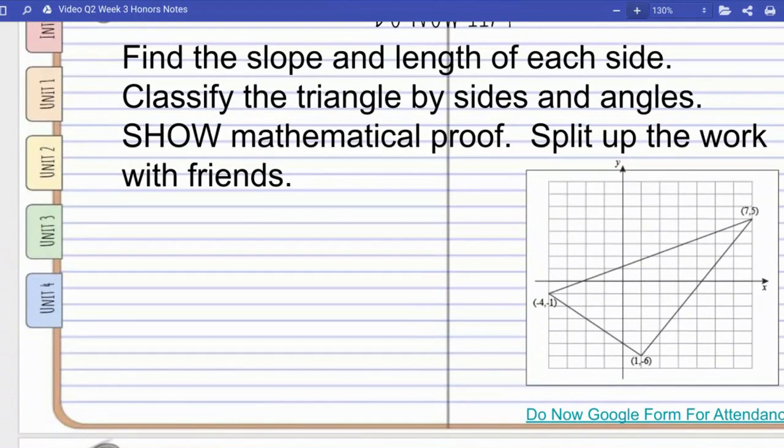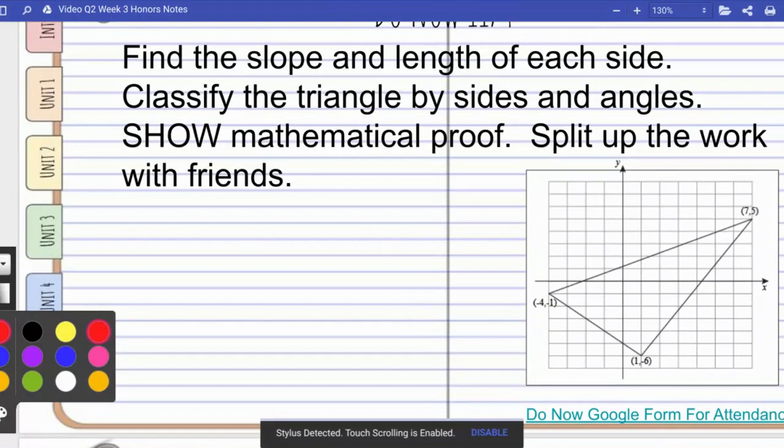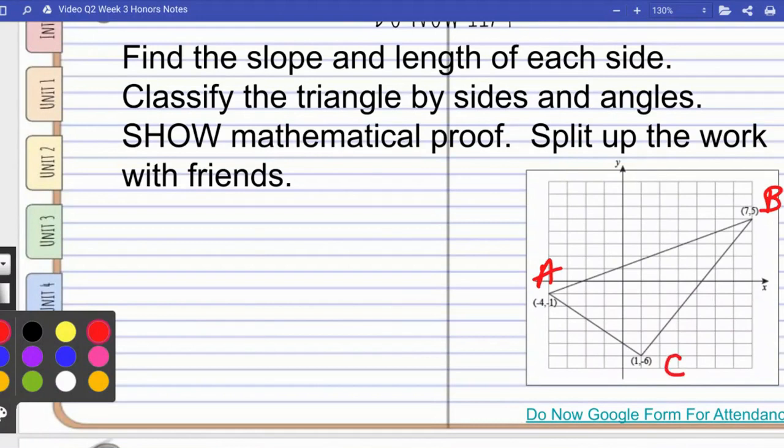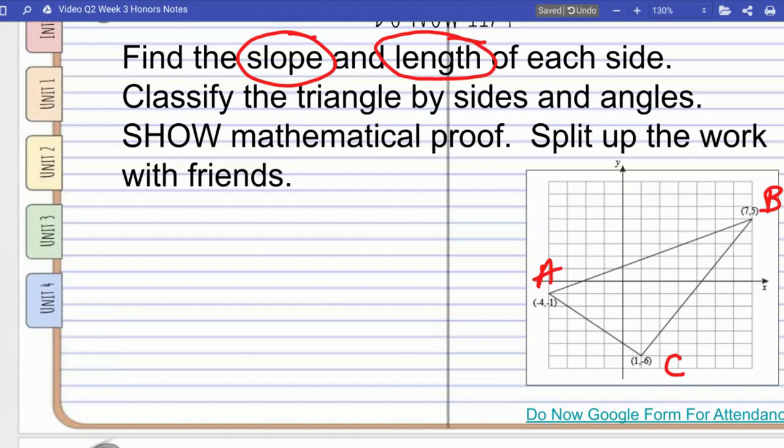Because how many sides does a triangle have? Three sides, right? Let's call this A. Let's call this B. Let's call this C. Triangle has three sides. So how many slopes are you going to need to find? Three. And how many distances or lengths are you going to need to find? Three. So that's why I said split up the work with friends.